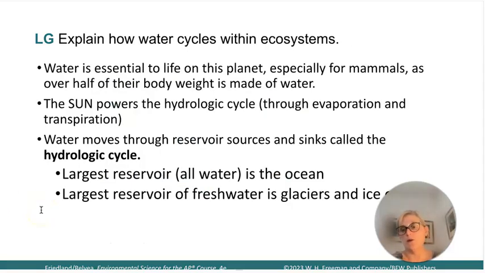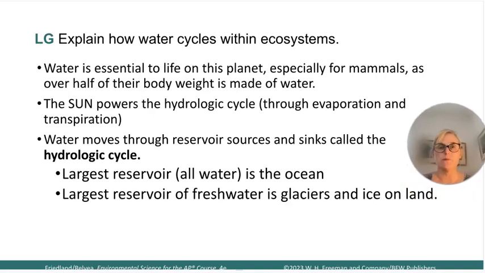Okay, so now we have the water cycle, which we call the hydrologic cycle, is the fancy name we use in AP Environmental Science. So you should know most of the water cycle from even elementary school when you learned it. So first of all, water is essential to life on the planet. We have to have water. Okay, the sun powers the water cycle through evaporation and transpiration. So the sun is the ultimate energy that makes all the water flow. The largest reservoir of all water is the ocean. The largest reservoir of fresh water in particular is glaciers and ice on land.